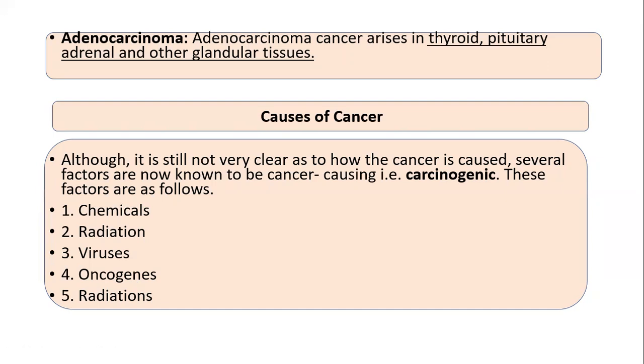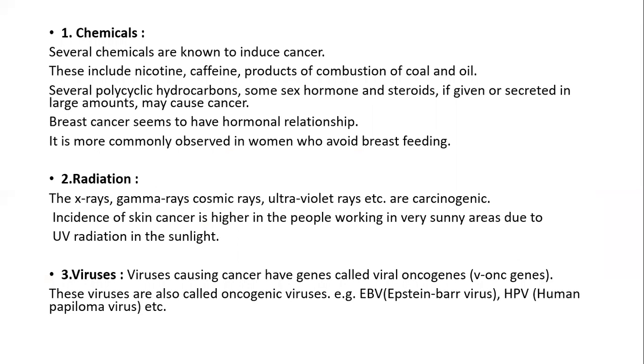Okay. Then next, let us start with the first. Which chemicals? तो यहाँ पे आपको emphasis किस पे करना है? The names of the chemicals, not the entire thing which is given here. Like nicotine, caffeine, burning of coal and oil, some polycyclic hydrocarbons, sex hormones, steroids. Okay, they may cause different types of cancers. Even breast cancer is because of hormonal relationships. Yeah. So these are certain chemicals which may lead to cancer.